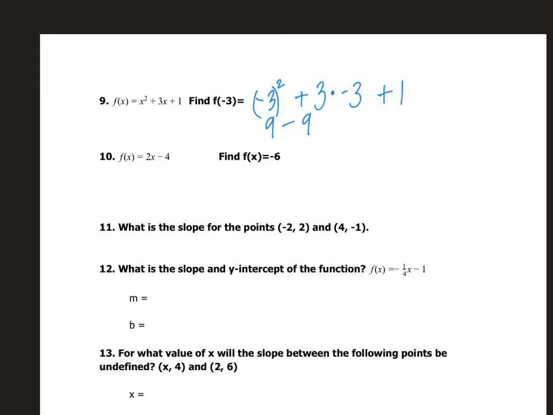And then lastly, I'm going to bring my 1 down. Okay, so I have 9 minus 9, that gives me 0. I have 0 plus 1. So when f is -3, my y value is 1. So that is my answer.